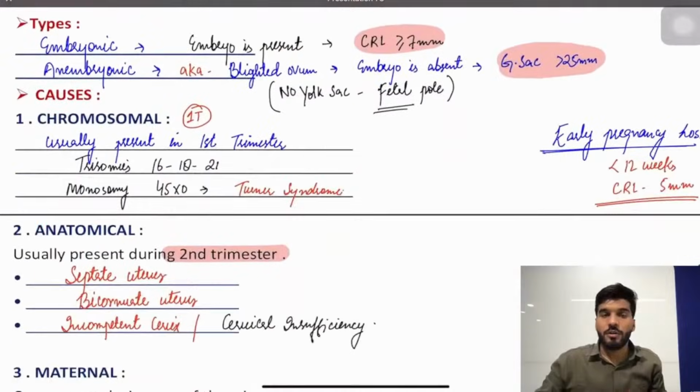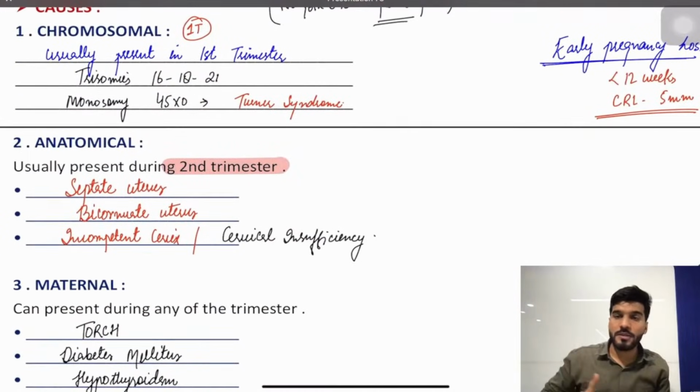the Mobius syndrome. Remember the abortion, my dear students: the first trimester cause is chromosomal, second trimester is anatomical cause. In anatomical cause, I have discussed the septate, bicornuate, and incompetent os. Septate is the most common Müllerian defect. The management is going to be hysteroscopic resection.